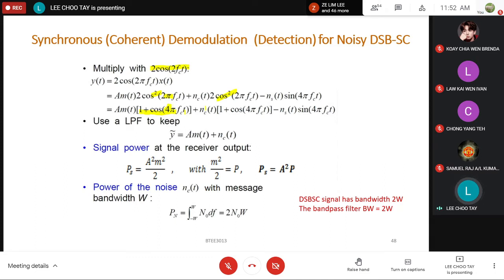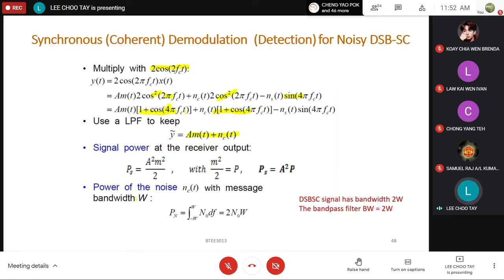Same thing here for the noise that is in phase. I also have this term. For sine, again, we're going to have this, because you can go through the trigo yourself. But what we're interested in, basically, is what happens after the low pass filter. After the low pass filter, we remove all the high frequency components, which is the cosine 4 pi fc gone, sine 4 pi fc also gone. So we are left with the baseband signal, which is A m(t) plus n_c(t), which is our noise.